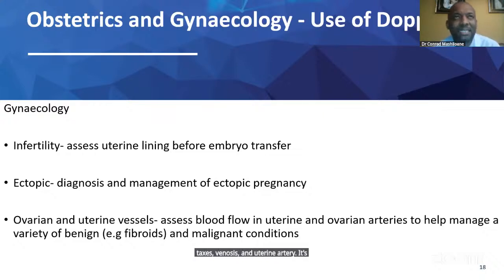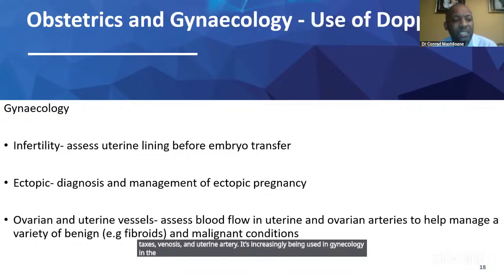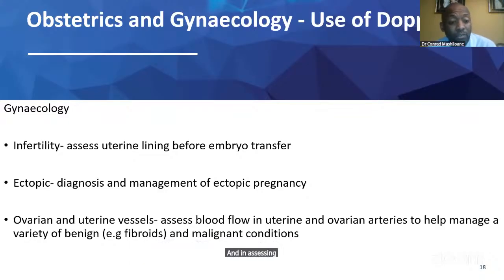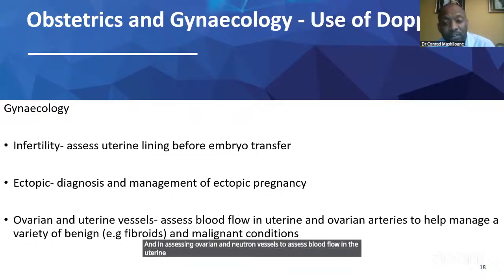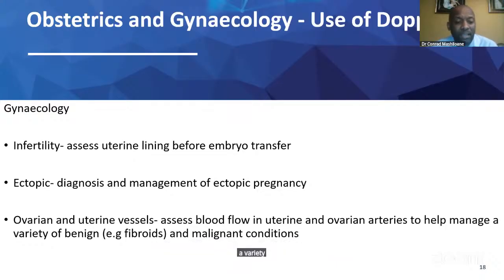It's increasingly being used in gynecology in the last basically 10 years. Infertility specialists are using it to assess uterine lining before embryo transfer, diagnosis and management of ectopic pregnancy, and assessing ovarian and uterine vessels, to assess blood flow in the uterine and ovarian arteries to help manage a variety of benign conditions like fibroids and also malignant conditions. So I think funders need to be aware that this is becoming a common everyday tool to doing specialized work.